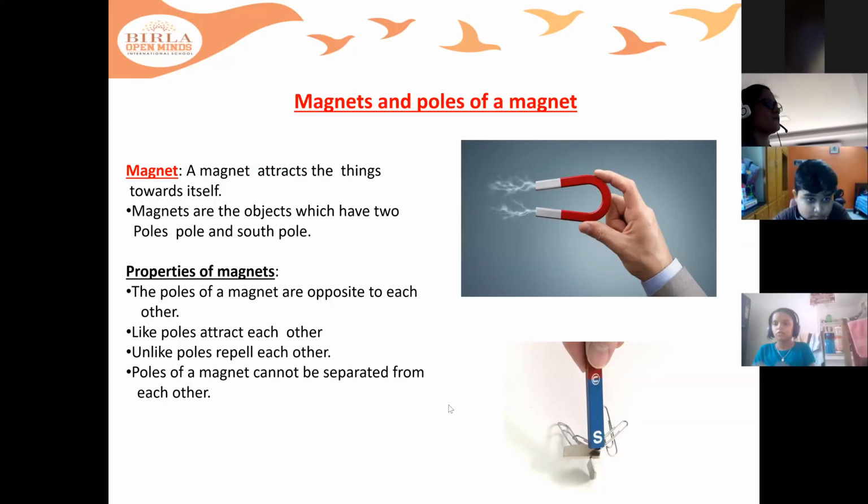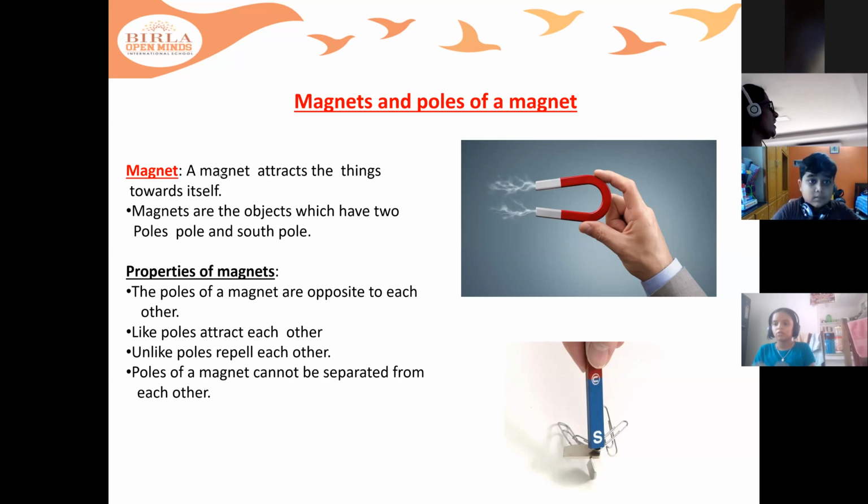Ma'am, it attaches to iron things. Yes, as it is a magnet, a magnet attracts iron things. Why only iron things? Why not the other things? I don't know, ma'am. That also I had doubt from so many days. Okay, so we'll have a look at this. Why does the magnet have that property? Why does it not attract other things? Why only iron? So let's have a look at the magnet and its poles.